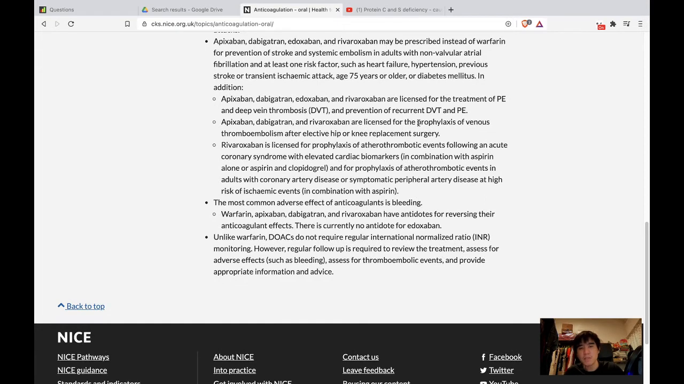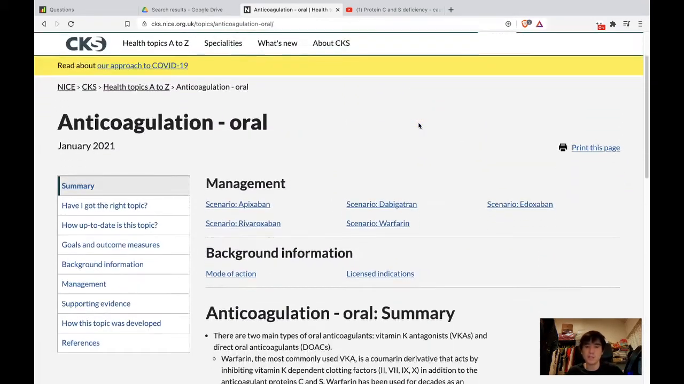The most common adverse effect of anticoagulants is bleeding. Warfarin, apixaban, dabigatran, and rivaroxaban have antidotes for reversing their anticoagulant effects. There is currently no antidote for edoxaban. Unlike warfarin, DOACs do not require regular international normalized ratio (INR) monitoring. However, regular follow-up is required to review the treatment, assess for adverse effects such as bleeding, assess for thromboembolic events, and provide appropriate information and advice.